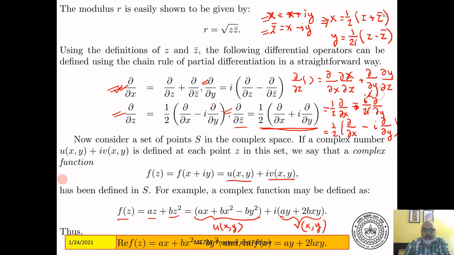Okay, so real part of f will be this function, imaginary part of f will be this function. I think this is absolutely clear to you from what you know about complex variables already.